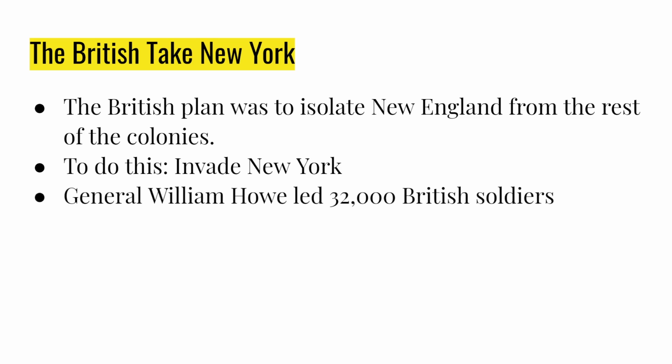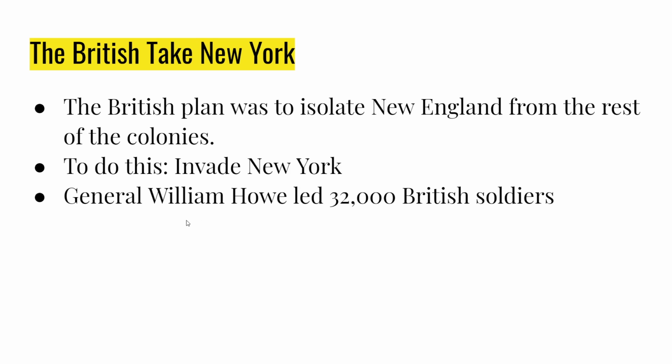The man in charge of this invasion for the British is a guy named General William Howe, and he is a very successful British general. Every time he fights against George Washington, he beats George Washington. The only thing that's going to defeat William Howe is William Howe, and we're going to see why in just a little bit. He had 32,000 well-trained British soldiers under his command when he landed in New York.